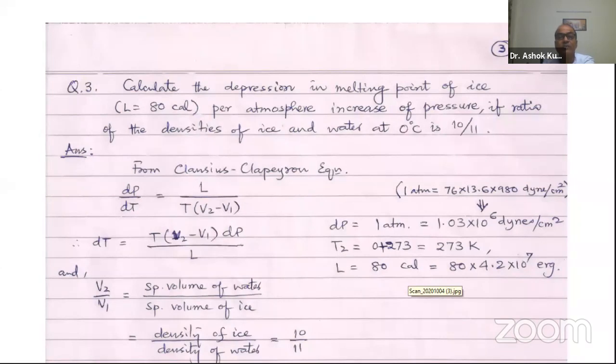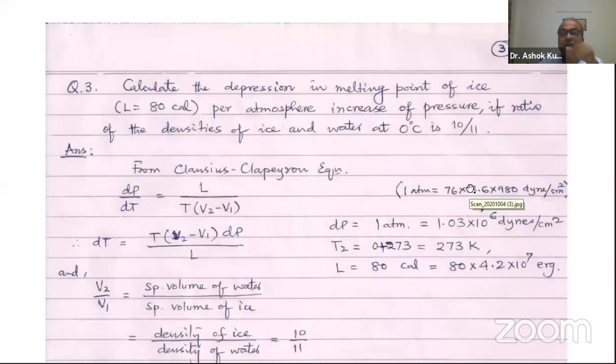Now this is from the Clausius-Clapeyron equation problem. What will be the depression in melting point of ice? L is equal to 80 calorie per atmosphere increase of pressure, if the ratio of the densities of ice and water at 0 degrees Celsius is 10 by 11. That means the density of ice is 10, then the density of water is 11. This is the ratio.